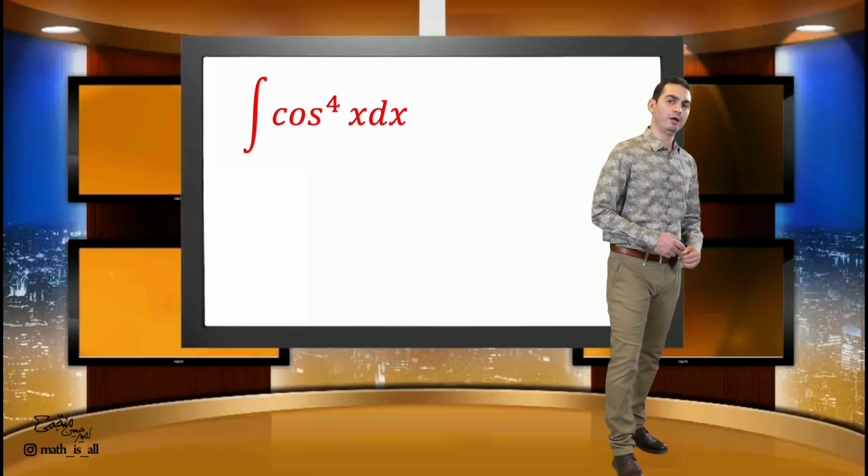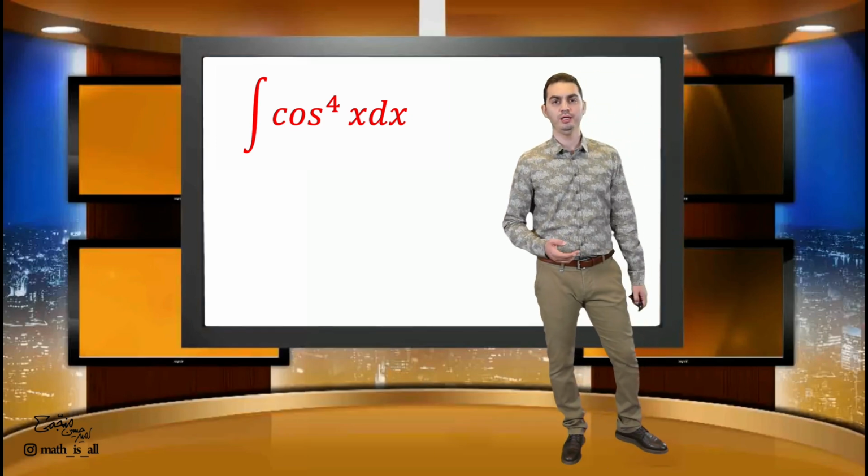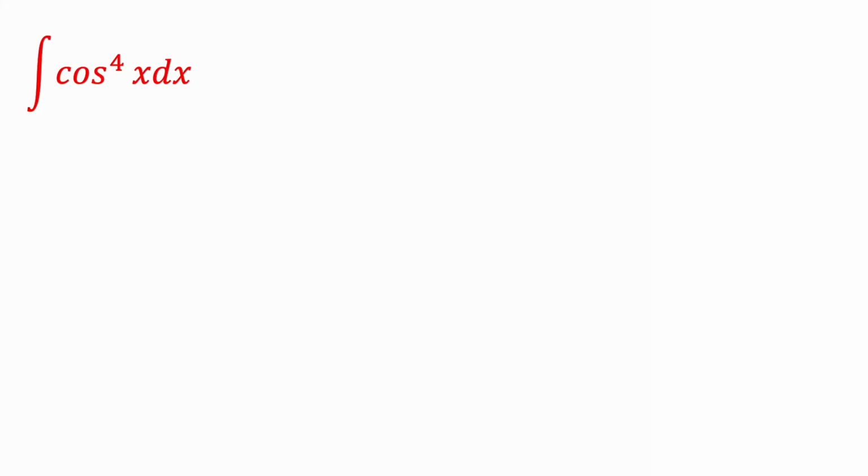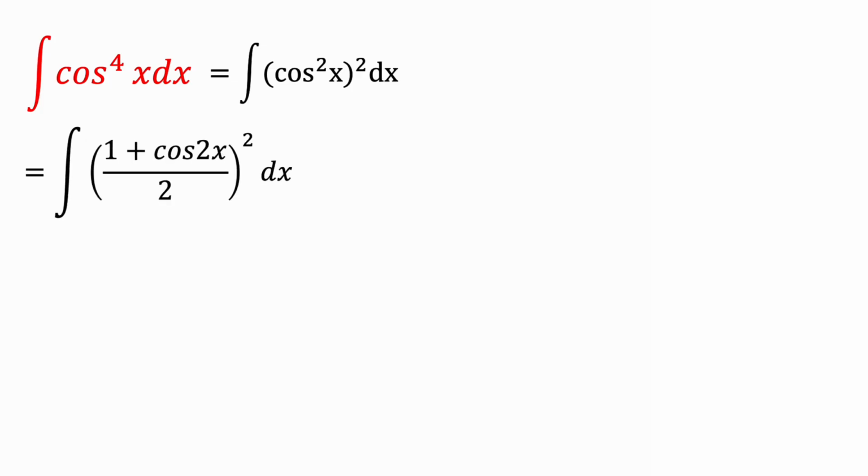The integral of cosine to the 4th power. Cosine to the 4th power has an even exponent, so we don't need to separate any terms from it. I'll write cosine to the 4th power as cosine squared, all squared. Yes. Now what do we write instead of cosine squared? The golden formula, 1 plus cosine 2x over 2. So it became 1 plus cosine 2x over 2. Since the original power was 4, this whole expression will be squared.